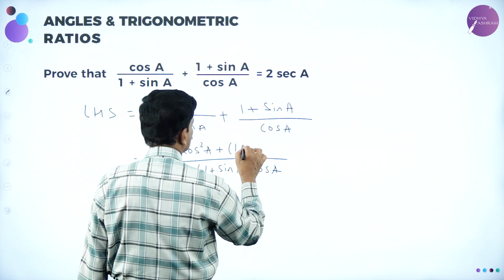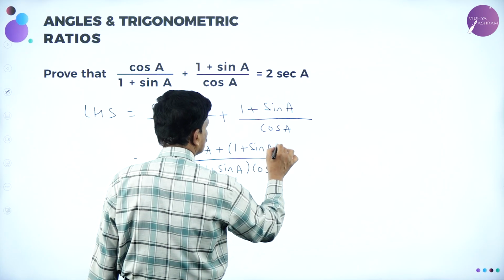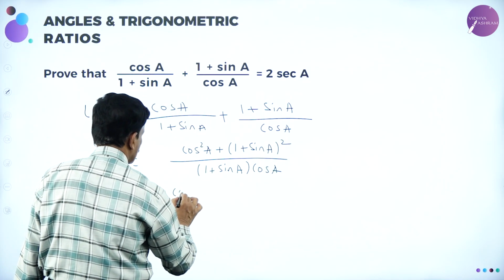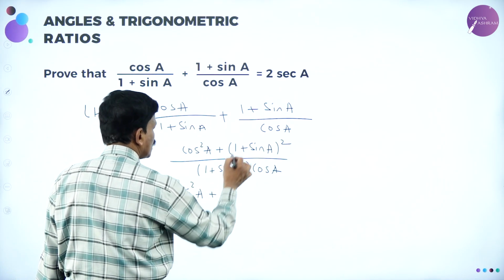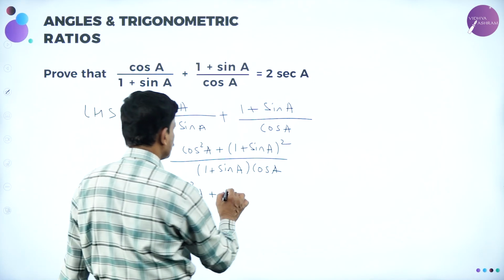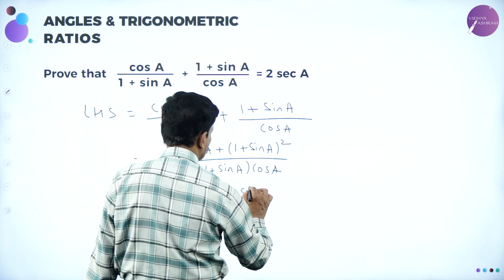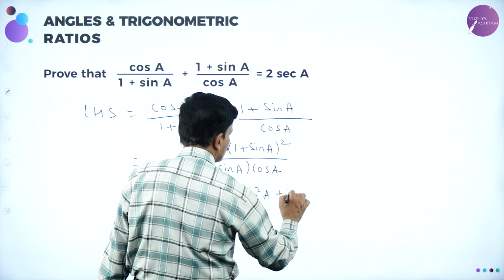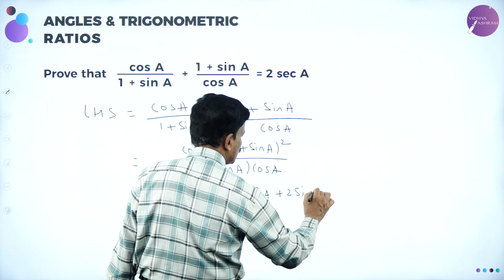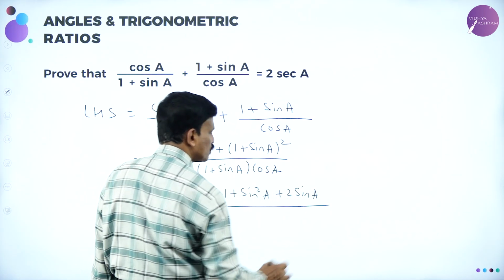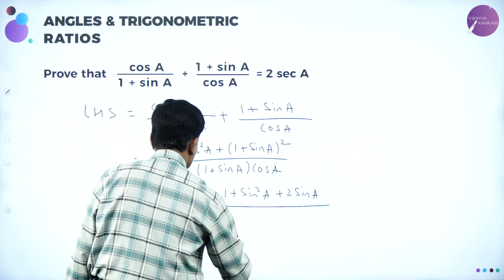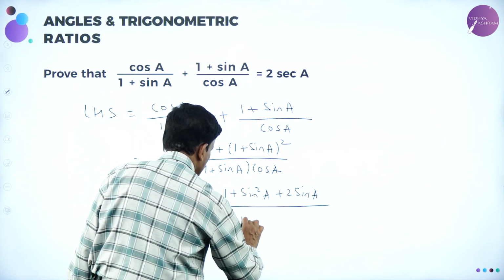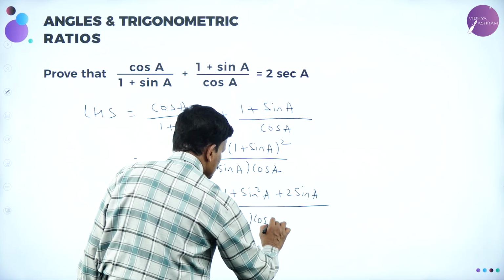1 plus sin A into 1 plus sin A is (1 plus sin A) whole square. Now this cos square A is as it is. Now you can apply the (a plus b) whole square formula for this: a square, 1 square is 1, plus b square, sin square A, plus 2ab, 2 into 1 into sin A is 2 sin A. This is the same: 1 plus sin A into cos A as it is.